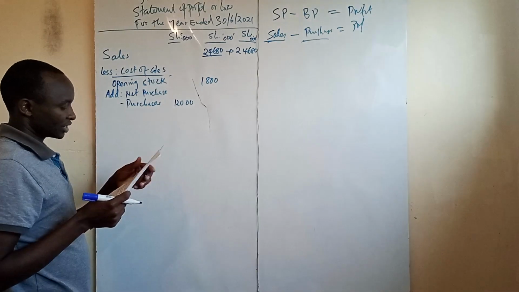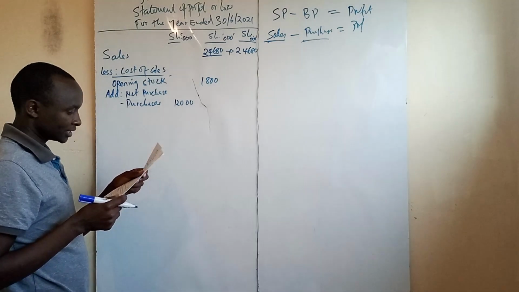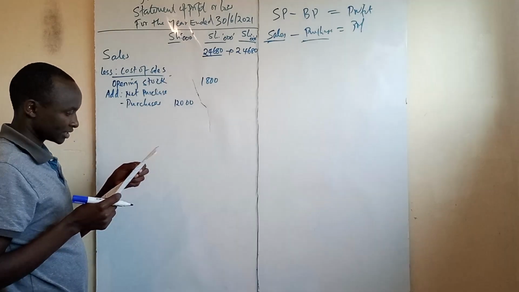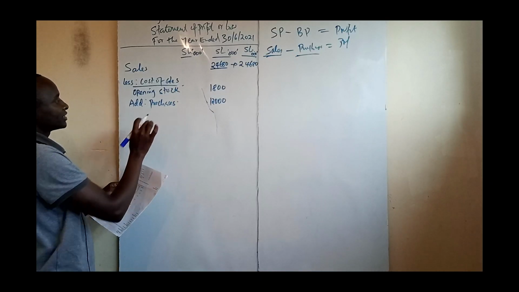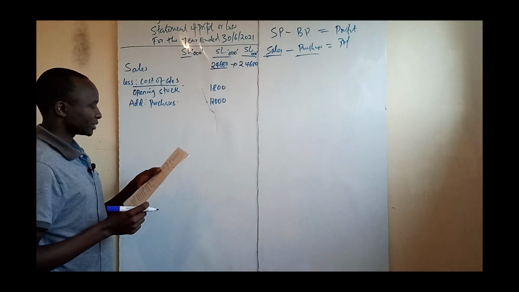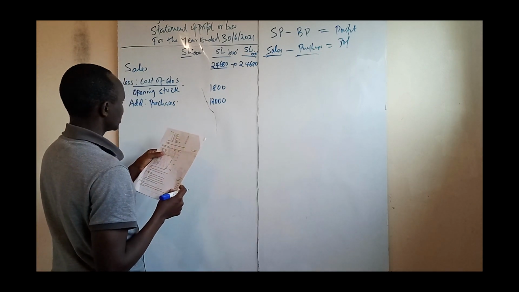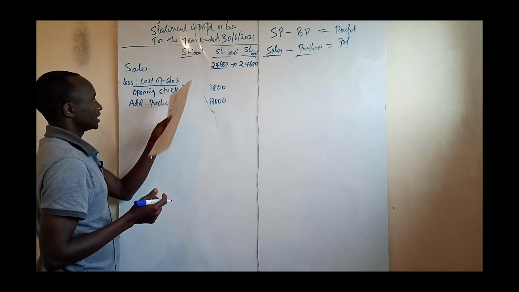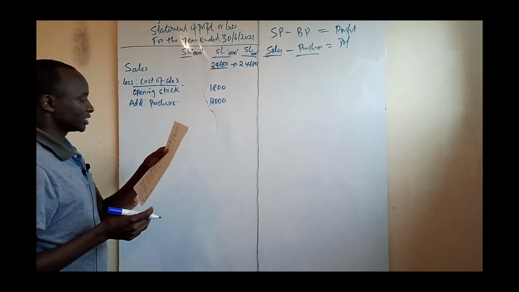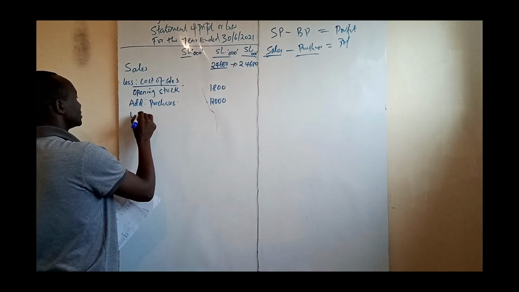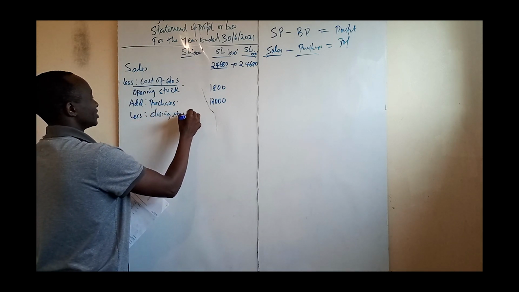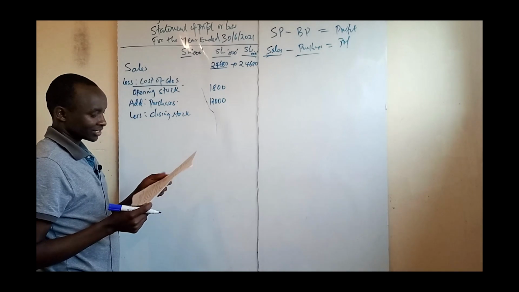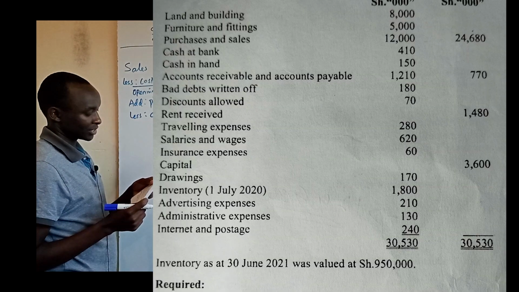So I want us to see if we have those items that you're supposed to less from purchases. But in this particular question, we don't have the adjustment for purchases. So we are going to take the purchase figure straight to the addition, adding it to the opening stock. And then we less closing stock. The closing stock is the closing inventory, and you find it outside the trial balance.